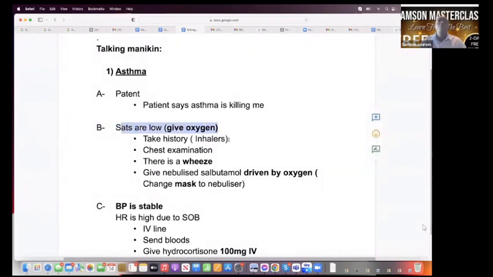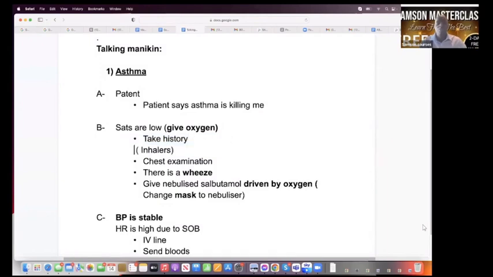Then you're going to take a focused history because the patient has said that asthma is killing me. So we're going to do the same as we discussed: the history, the SOCRATES, sorry, the OPQRST, then the differential diagnosis of shortness of breath. That is the PE, the pneumonia, the asthma, the COPD, the MI, heart failure. So I want to take a focused history. You may also see that there are some inhalers on the bed of the patient. Ask about these inhalers and ask if there is any other medication.